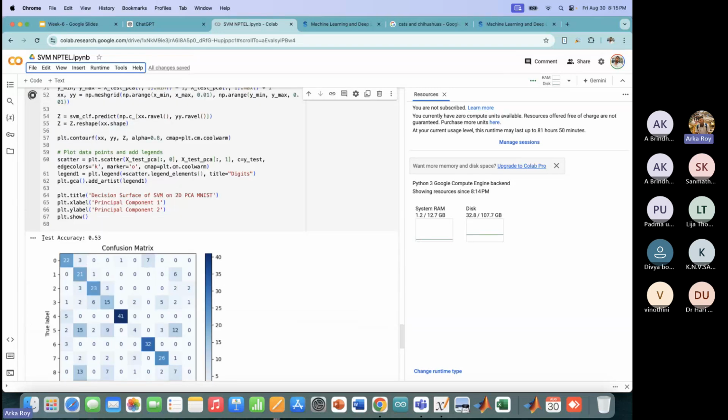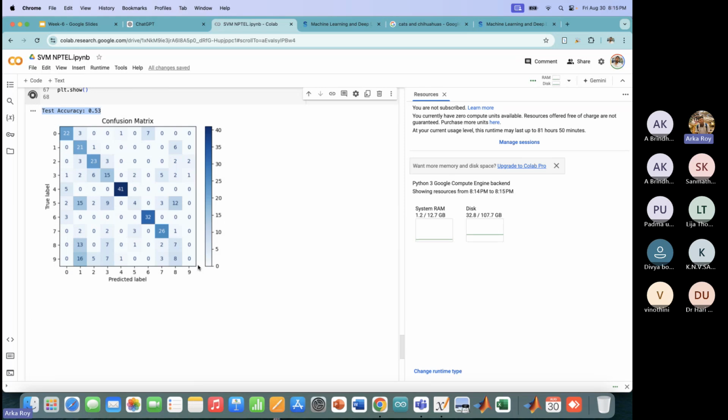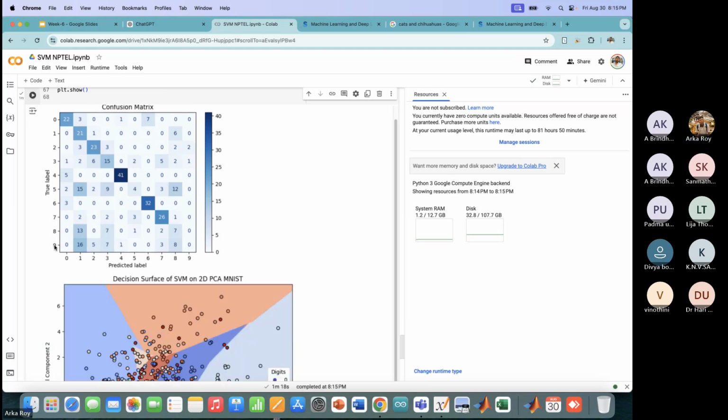So here you can see that the test accuracy is 53%. And this is the confusion matrix for the 10 class classification. You can see that in the majority of the cases, you are doing huge misclassification. For example, for class 8, you are only able to classify 7 samples correctly. Majority of the class 8 images, you have predicted as class 1.